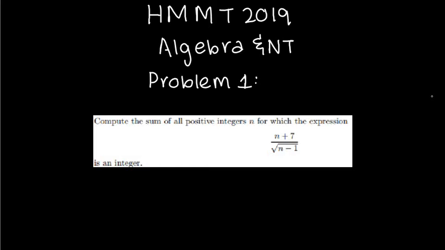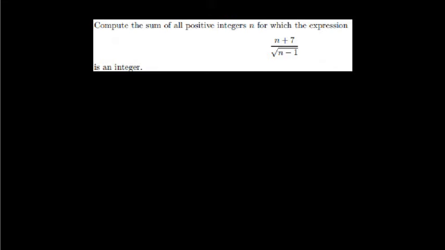The first problem statement is: compute the sum of all positive integers n for which the expression n plus 7 over the square root of n minus 1 is an integer. Okay, so let's just rewrite that: n plus 7 over the square root of n minus 1. We want to find all the possibilities of n which will give this expression a positive integer.